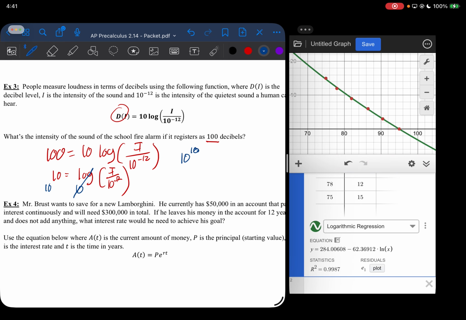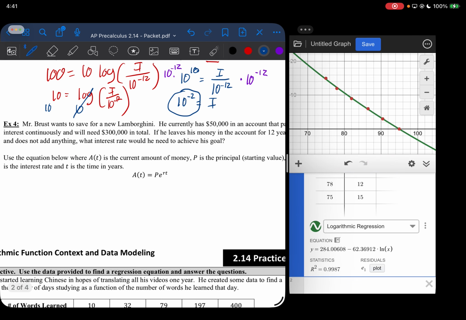I'm not going to write this as a number, and you'll see why in a second. We have I over 10 to the negative 12, and we're going to multiply by 10 to the negative 12, leaving us with 10 to the negative 2 equals our intensity of this sound. That's how loud that sound is.